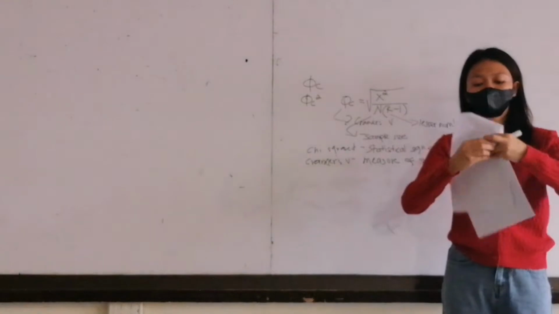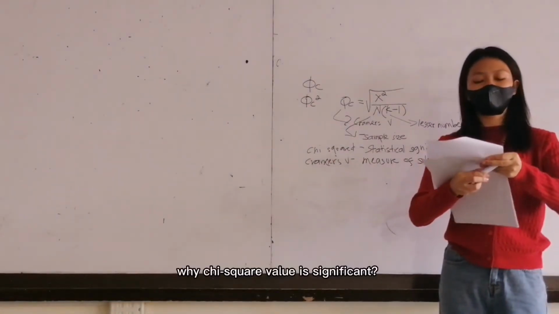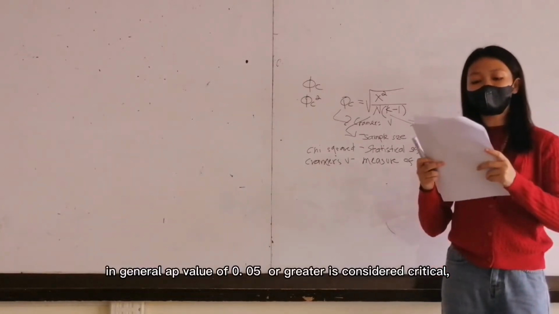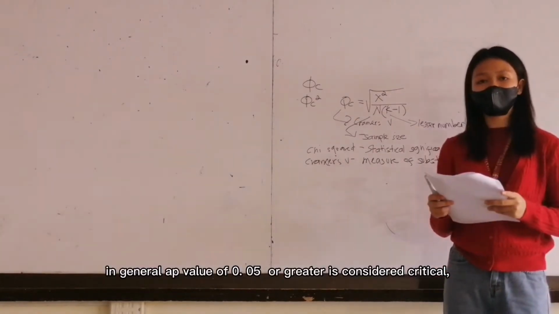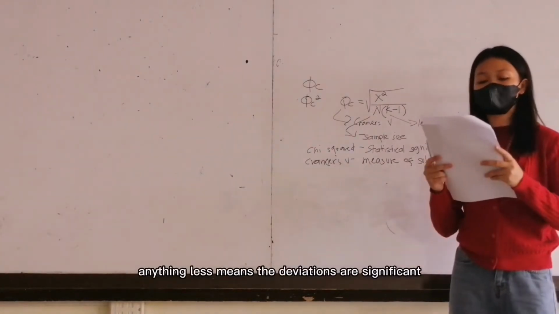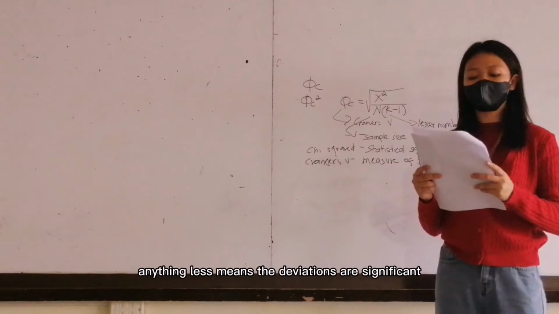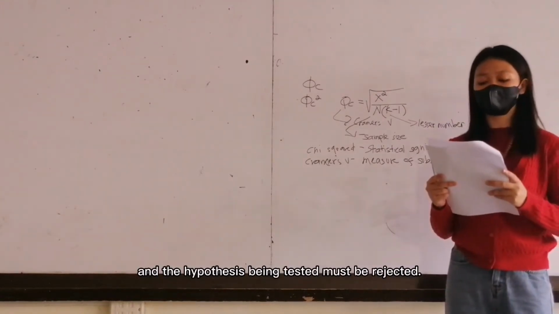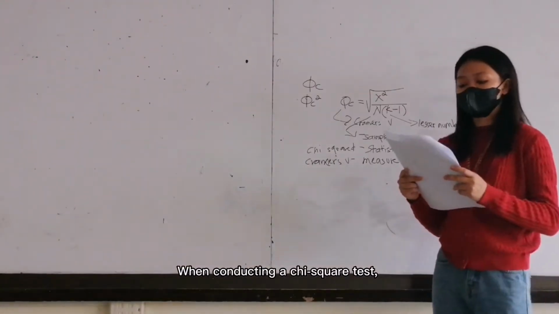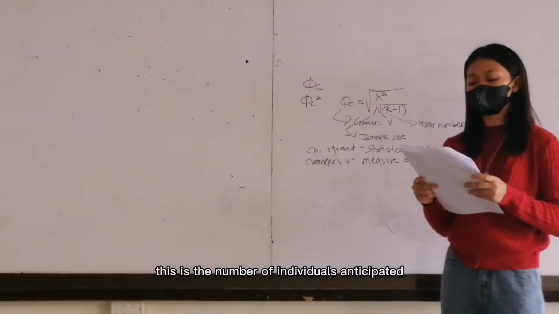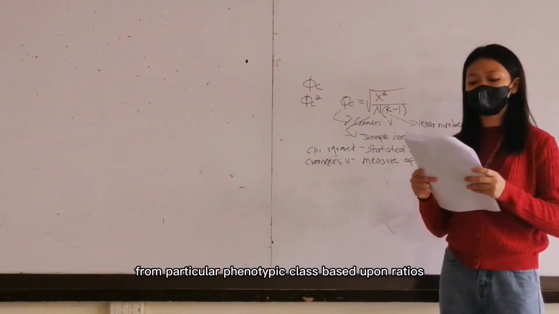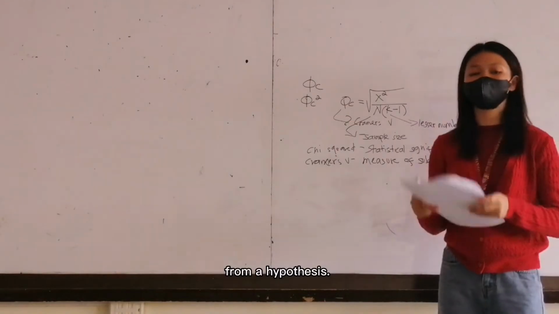So, when is a chi-squared value significant? In general, a p-value of 0.05 or greater is considered critical. Anything less means the deviations are significant and the hypothesis being tested must be rejected. When conducting a chi-square test, this is the number of individuals anticipated for a particular phenotypic class based upon ratios from a hypothesis.